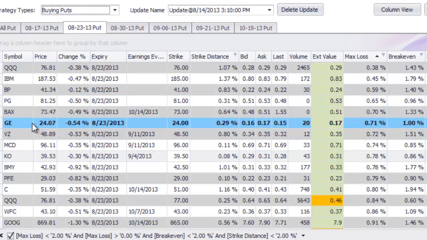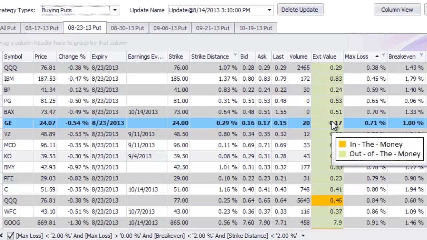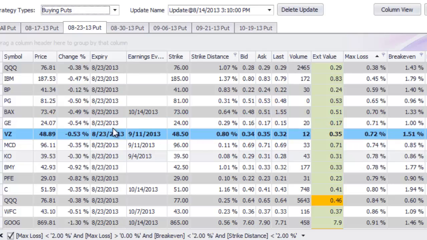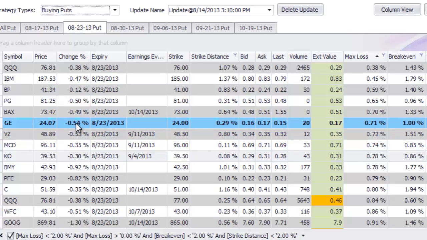And you can look at another one here, GE, trading at 24.07. This is almost at the money. Strike is 24. The bid-ask is at 16.17, so we're going to be paying 17 cents. So basically, if the market moves down, and the market moved down 0.5% today, which wasn't a very big move, but all I have to do is have it move down 1% by expiration. So in the next 8 days, if it moves down by 1%, I am guaranteed at least a break-even.